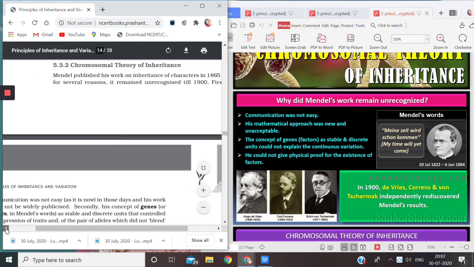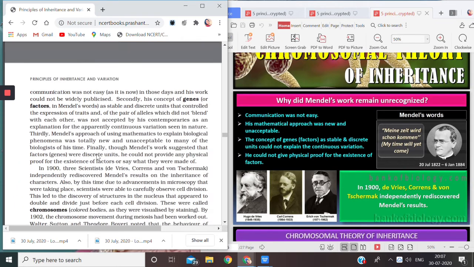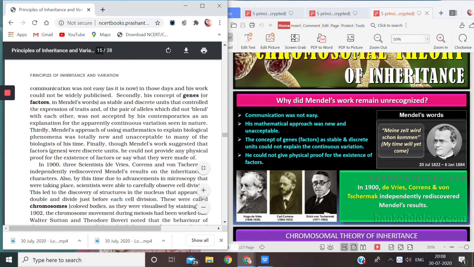So firstly, why was he unrecognized? Because communication was not easy in those days, and his work could not be widely publicized. So this was the first point, communication was not easy. You can make points on why Mendel's work remained unrecognized. This was your first point.